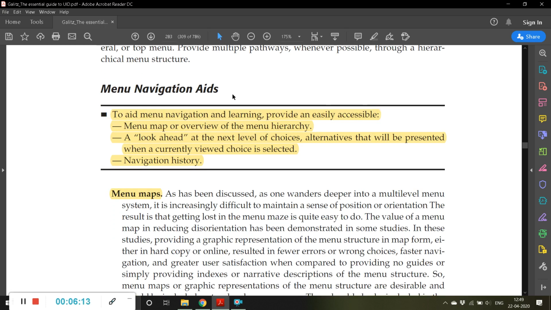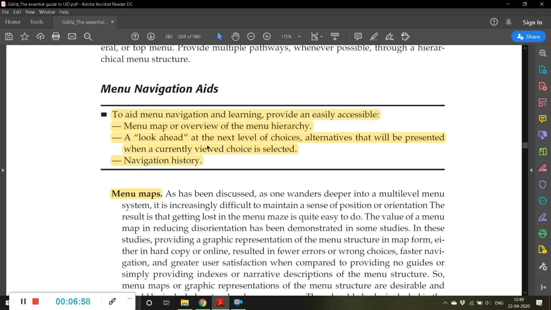Next one is menu navigation aids. To aid menu navigation and learning, provide an easily accessible menu map or overview of the menu hierarchy. This concept is nicely used by game developers. Suppose you are playing a game with multiple levels and you have completed 10 levels. When you begin the 11th level, the developers show you exactly how many levels you still need to go through to reach the end point. That is what a menu map is.